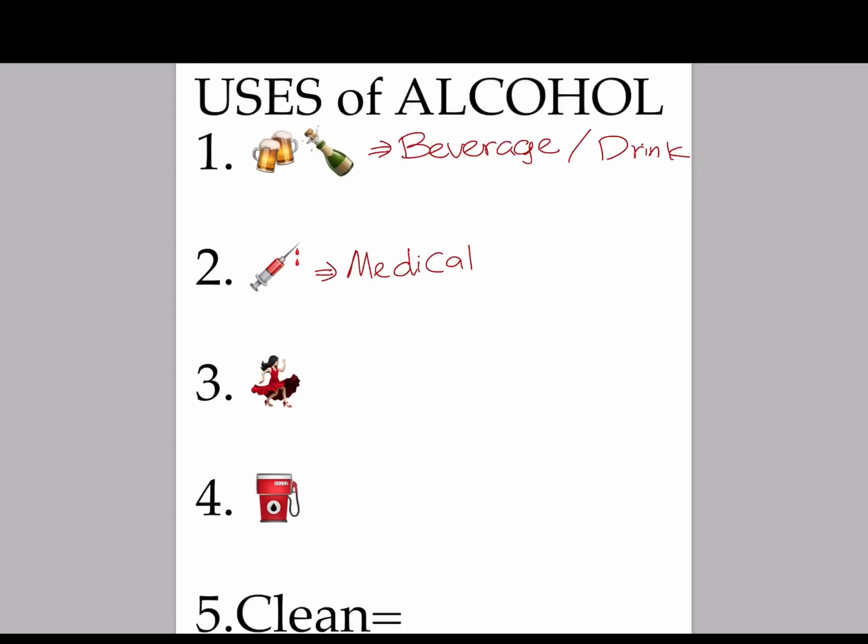swab. Alright, the third one actually shows perfume, so we use the alcohol for the production of perfume. Okay, next, number 4. This one you can see is like the petrol. So we use the alcohol for the production of fuel. Most alcohol is used for the production of fuel because it can generate heat.